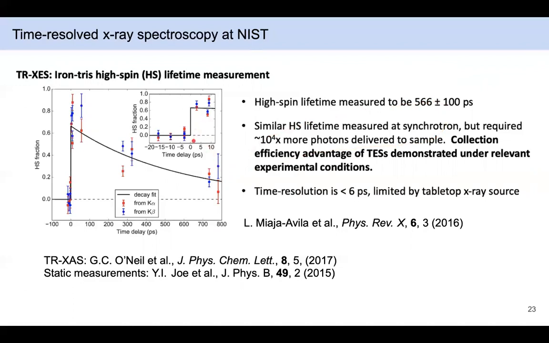This measurement also showed, thanks to this fast rising edge of the high spin fraction, that the time resolution of our system is better than about 6 picoseconds. That's 10 times better than what's typically achievable at synchrotrons that are capable of time-resolved measurements. We can perform emission or absorption measurements by repositioning the spectrometer. The system can also be used for static measurements as well.